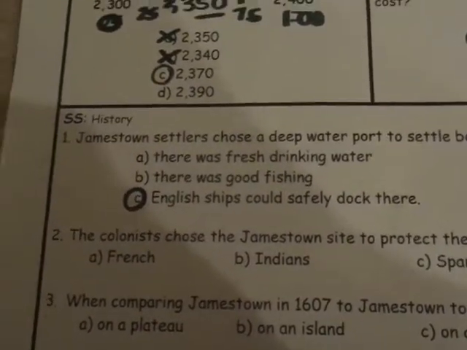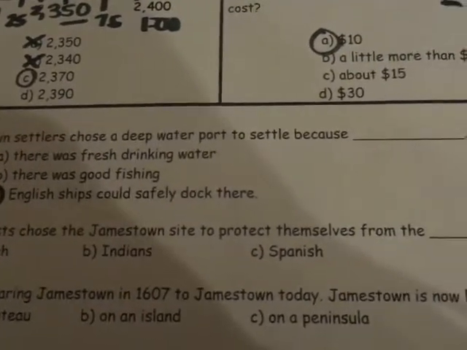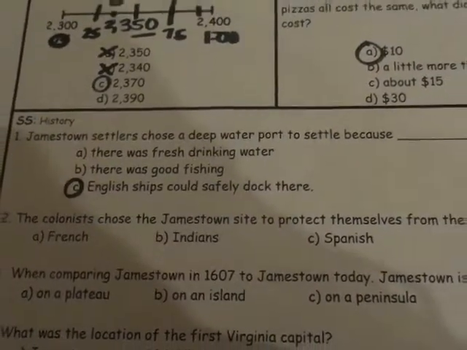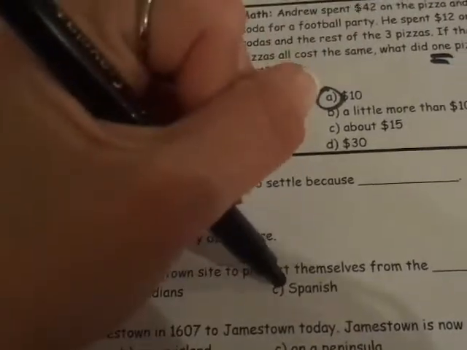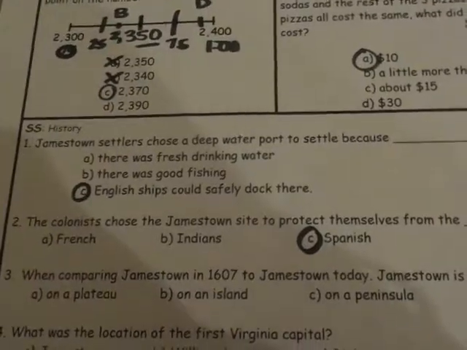Number 2. The colonists chose the Jamestown site to protect themselves from the A. French, B. Indians, C. Spanish. So they were competing with Spain at this time, and they thought Spain was going to come and take their land, so that's why they moved inland.